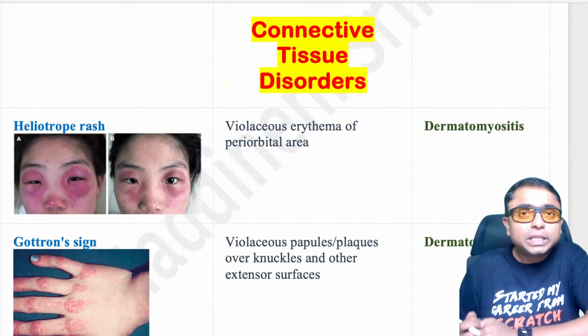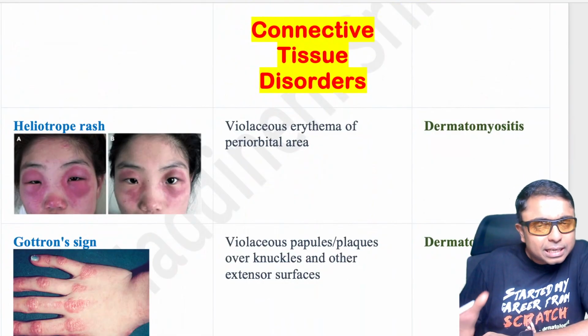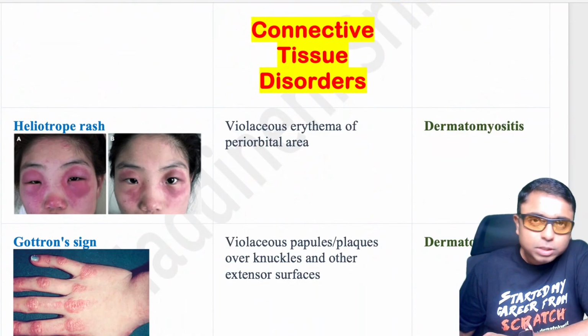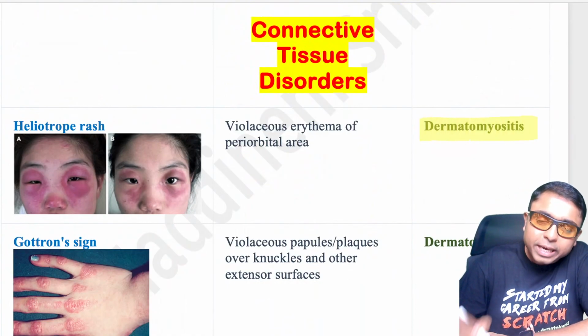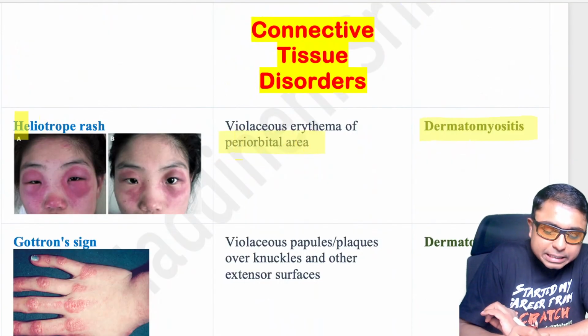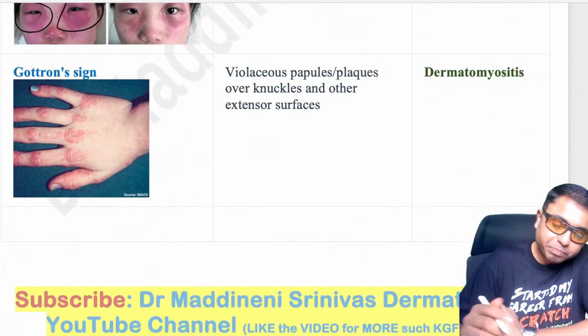In the connective tissue disorders, dermatomyositis is very important, where we are going to see skin changes. Many signs will be there. We are going to discuss that along with the proximal muscle weakness. I hope all of you know this. So if there is a violaceous macular erythema present periorbital, we call it a heliotrope rash, as you are able to see here. This is heliotrope rash.